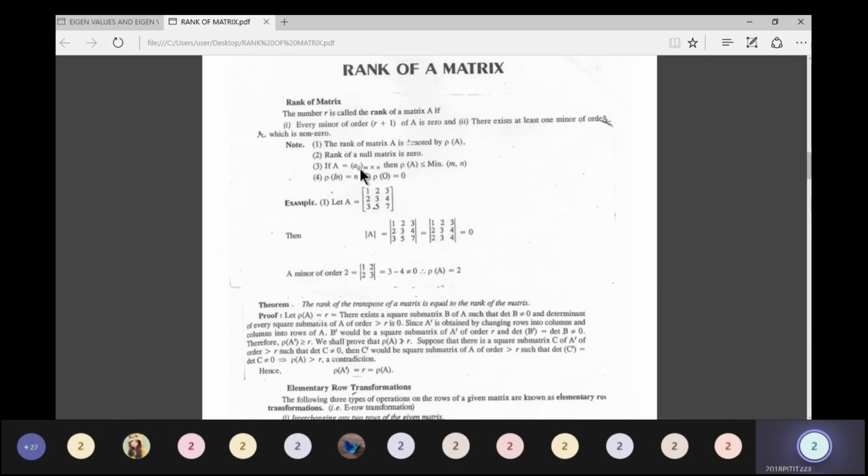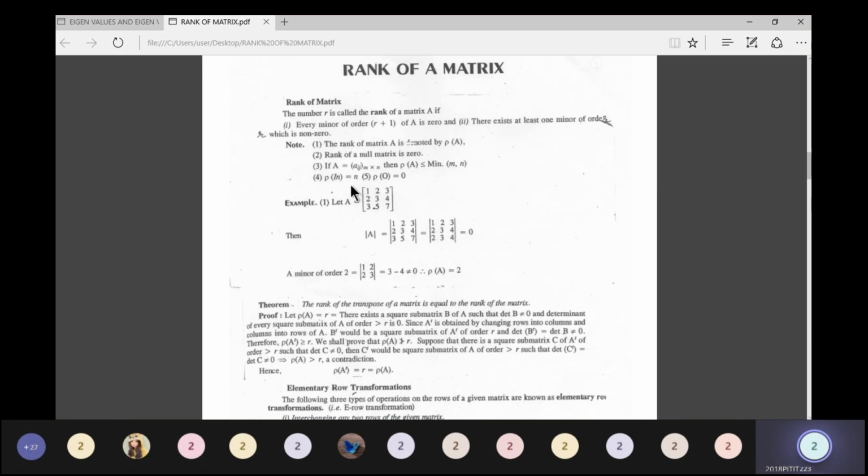If A equal to Aij, where i denotes the number of rows and j denotes the number of columns, that is A11 and so on, then rho of A, that is rank of A, is less than or equal to the minimum of m or n, that is number of rows or number of columns. Whichever is minimum, the rank will be at most that. So this is a property of the rank of the matrix. This is also a property: the rank of the null matrix is 0 always.